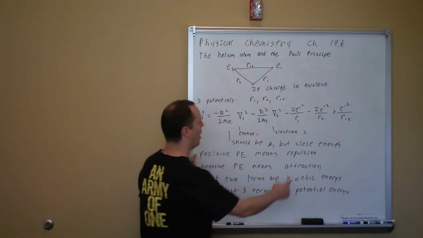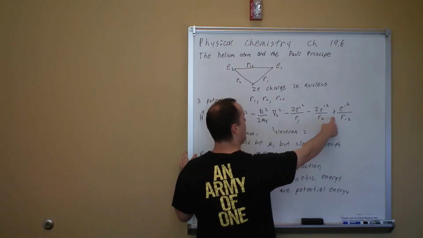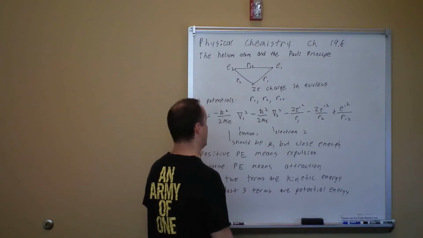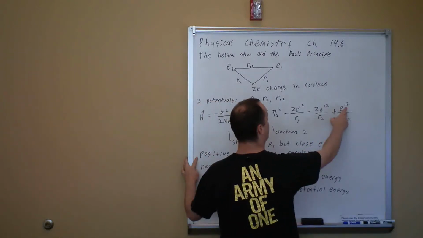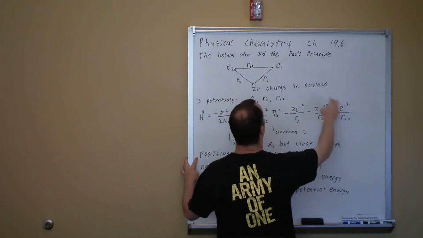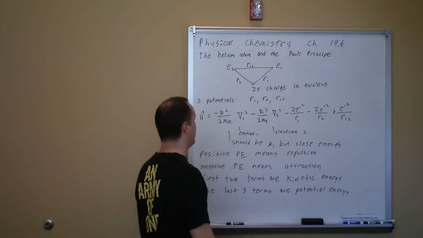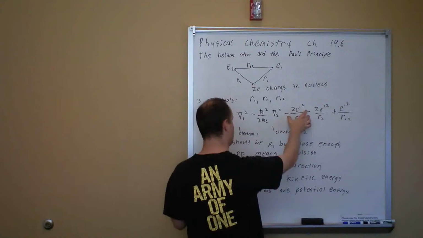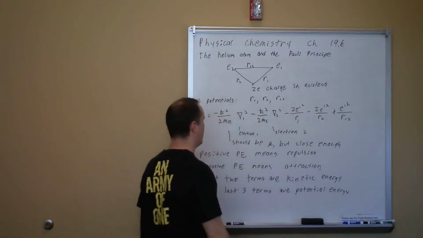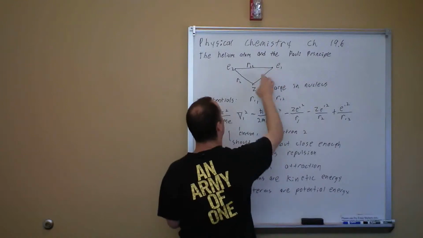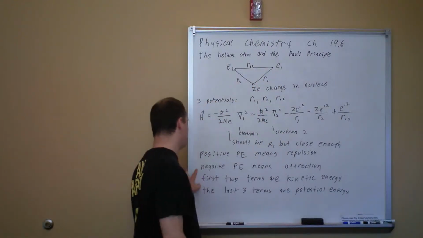So remember, if you have a positive potential energy, that's repulsion. This is repulsion because both electrons have the same charge and they'll repel each other. Then if you have negative potential energy, that means attraction. So this is attraction here, this is attraction here, because the electron and the nucleus have opposite charges.